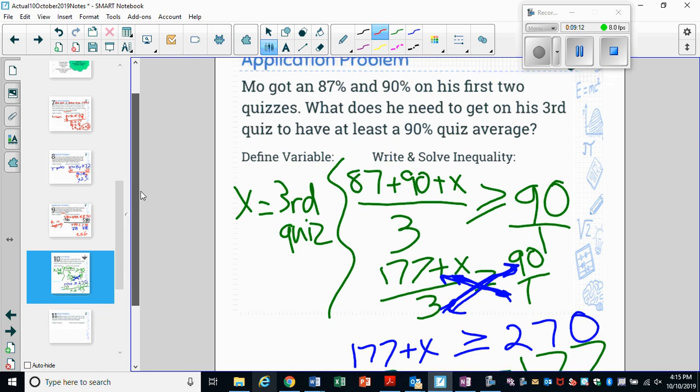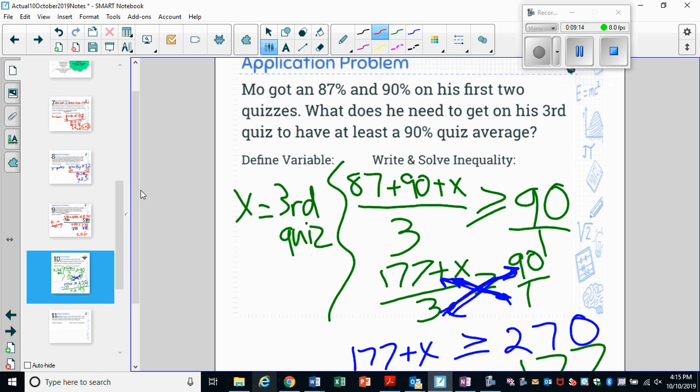The next problem, now we started dealing with solving for averages. We need to figure out the last value such that you get your average. So Mo scored an 87 and 90 on the first 2 quizzes. He wants to have a 90 average. So he must score some number such that we take the average, and the result is such that his average is 90.